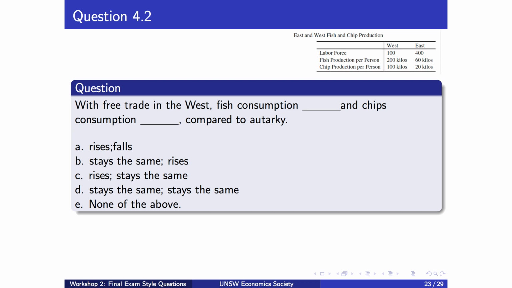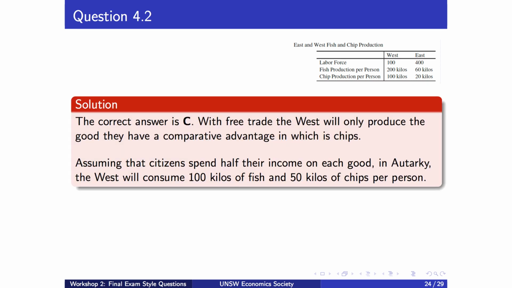Question 4.2. With free trade in the West, fish consumption blank and chips consumption blank, compared to autarky. A. Rises, falls. B. Stays the same, rises. C. Rises, stays the same. D. Stays the same, stays the same. E. None of the above. With free trade, the West will only produce the good they have a comparative advantage in, which is chips.